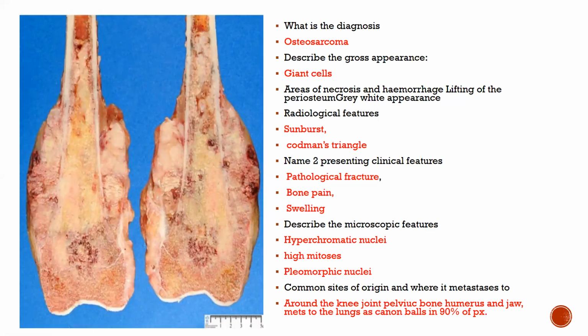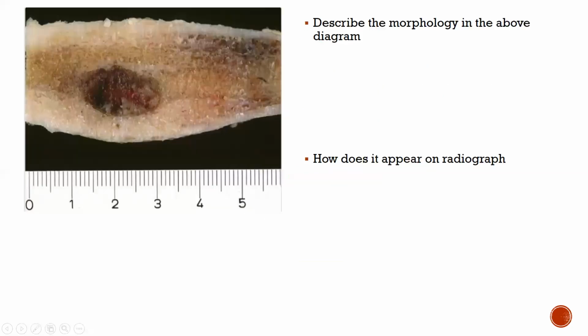All right. But does this thing metastasize to any part of the body? Yes, it does. It goes to the lungs and presents as cannonballs in 90% of the patients. Most probably you have heard of this when you were doing respiratory, if I'm not wrong.